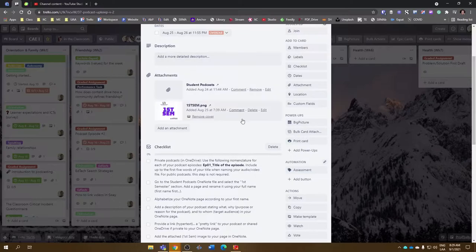So if you go to this card from last week, week 3, one of the first things we talked about from this checklist for those of you who are creating a private podcast was to use this nomenclature, this way of naming each of our podcast episodes. So please take a look at this example. Take a look at your own episodes and make sure that you're following the same nomenclature. If you're using a public podcast, you don't have to worry about this process at all.